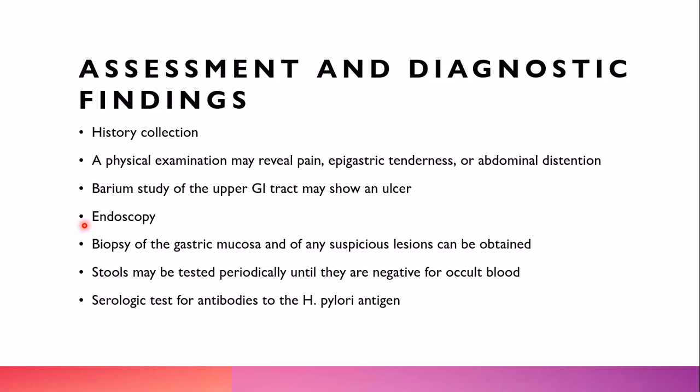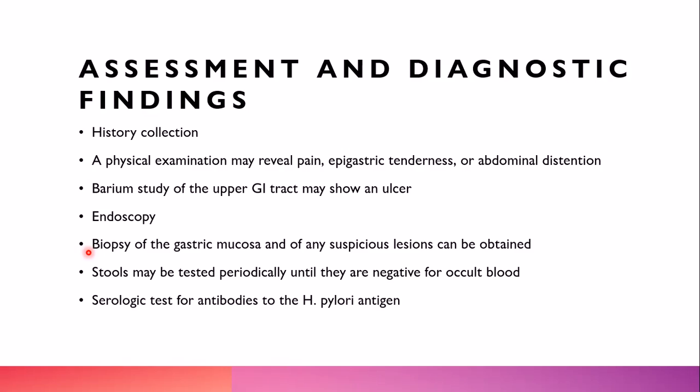Via endoscopy. Now, biopsy of the gastric mucosa and of any suspicious lesions can be obtained. So it says that at this level we have to take a tissue part for biopsy purpose, and we have to study that tissue to find out if any suspicious or miscellaneous kind of lesions are present, which can form into a cancer cell later on. So biopsy is also required.